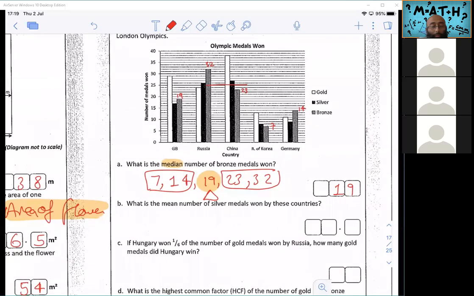Okay, next. What is the mean number of silver medals won by these countries? Silver medals. Now the silver medals are in black. Now, so for part B, what do we need to do for the mean? What's the word mean? Add them all up divided by how many there are. Fantastic. Let's add them all up then. So what is the first one here? What number is that?